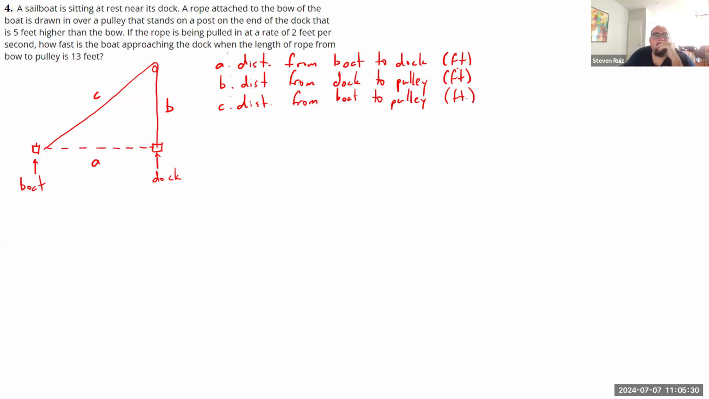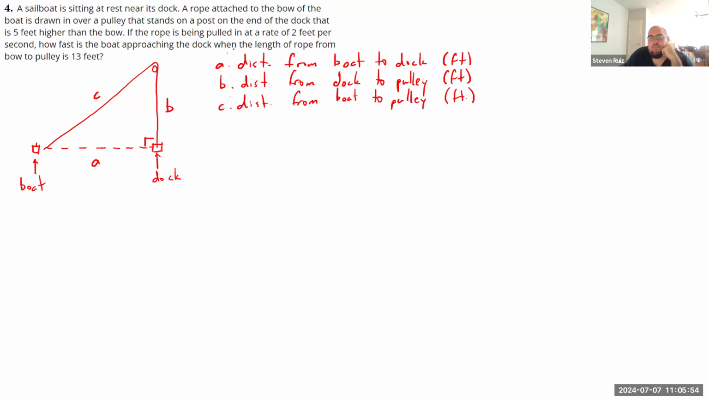So now I can write an equation here. I've already kind of decided this is going to be a right triangle. But before I write that equation for the Pythagorean theorem, let's make sure that's actually what we care about. If the rope is being pulled in at a rate of 2 feet per second, how fast is the boat approaching the dock?